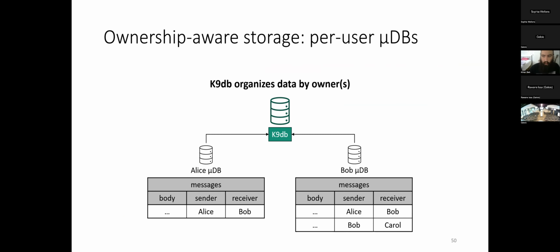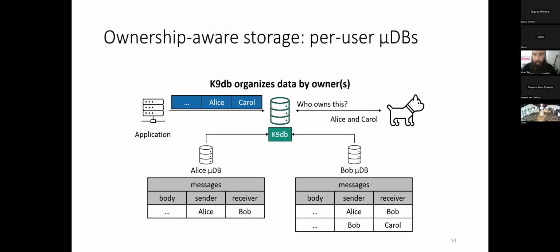K9db stores data organized by its owners. What that means is that the K9db storage layer consists of a collection of per-user microdatabases that each contain exactly the rows owned by the corresponding user. K9db can do this because of the DAG. For example, if a new row is being inserted into K9db, K9db uses the DAG to identify who owns this row, and then inserts the row into the corresponding microdatabases. K9db also similarly relies on the DAG to handle updates and deletes to ensure that the contents of the microdatabases are always consistent with the DAG.